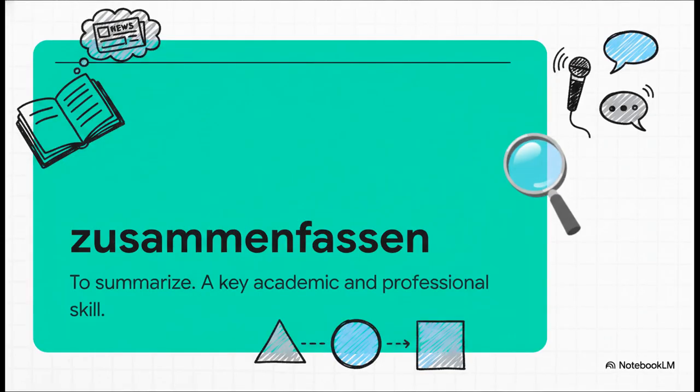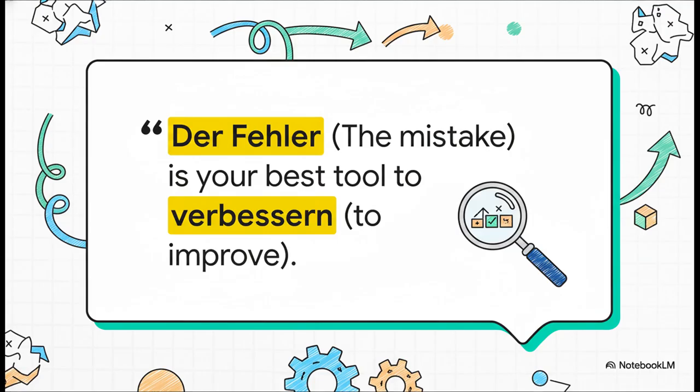Now, on the other end of the spectrum, maybe a little more formal or academic, you have this powerhouse verb, zusammenfassen. It means to summarize. Whether it's a news article for that B1 exam or a business meeting, being able to summarize shows a really high level of comprehension. It's a different but super valuable communication skill. And to wrap up, let's talk about something really important. Your mindset. Specifically, your mindset around der Fehler, the mistake. I want you to stop seeing mistakes as failures. Every single one is just an opportunity to verbessern, to improve. Don't be afraid of them. They are your most powerful tools for learning.